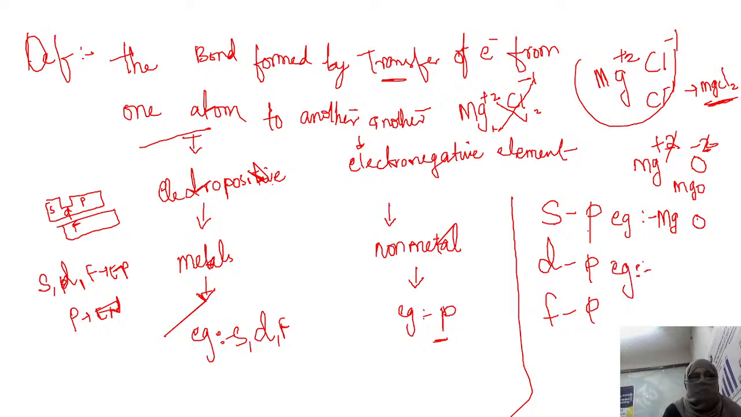D block, what? Zinc. We'll take zinc. Zinc always is +2. Negative element, what I want? I'll take nitrogen. Nitrogen valency is -3. So crisscross the charges. It will be Zn3N2. That's the formula of zinc nitride. Oh, I'm calling it zinc nitride.